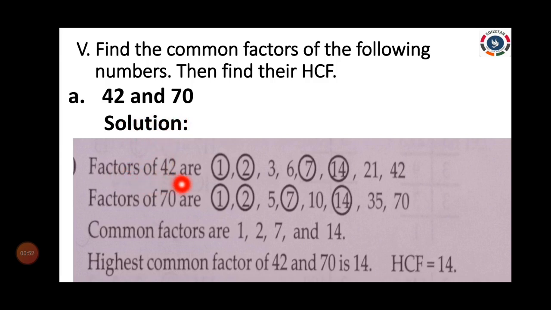Factors of 42 are 1, 2, 3, 6, 7, 14, 21, 42. And factors of 70 are 1, 2, 5, 7, 10, 14, 35 and 70. So common factors are 1, 2, 7, 14. The highest common factor of 42 and 70 is 14. So HCF equals 14. Copy everything without making mistakes.